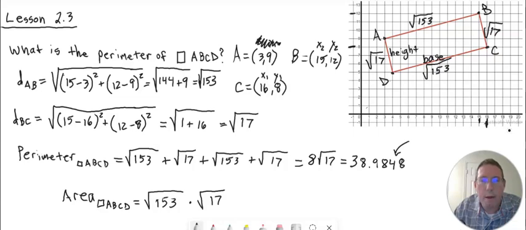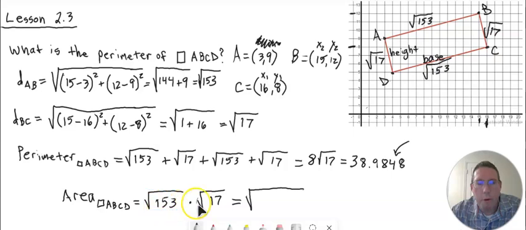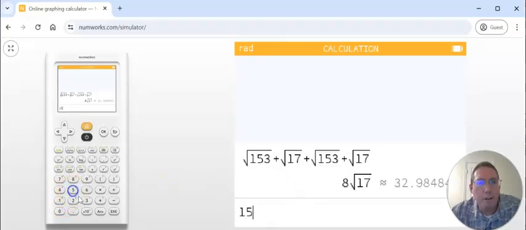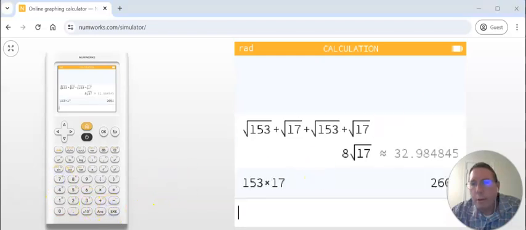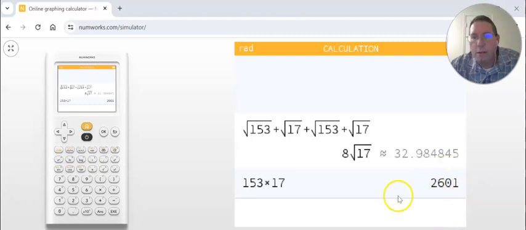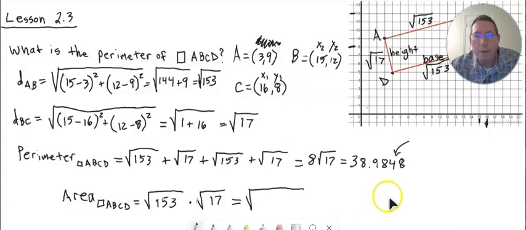Okay. And that is equal to, now, with multiplication, you can actually make it a single radical. With multiplication, you can actually distribute a radical over multiplication. So we can just do 153 times 17. I'm going to prove it to you. If I just do 153 times 17, I get 2601. So what I'm telling you is that this area is actually equal to the square root of 2601.